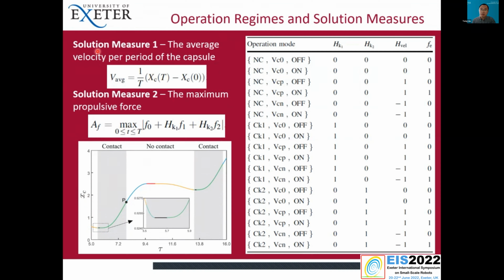There are two key solution measures we are going to use to optimize our design. One is the average speed of the capsule. We try to control the speed, and in this case, we try to achieve the highest speed of the capsule. Another one is the maximum propulsive force generated on the capsule. We want to minimize this because we don't want a large force acting on the patient's intestines. So we want to minimize this maximum force, but keep the speed of the capsule as high as possible.